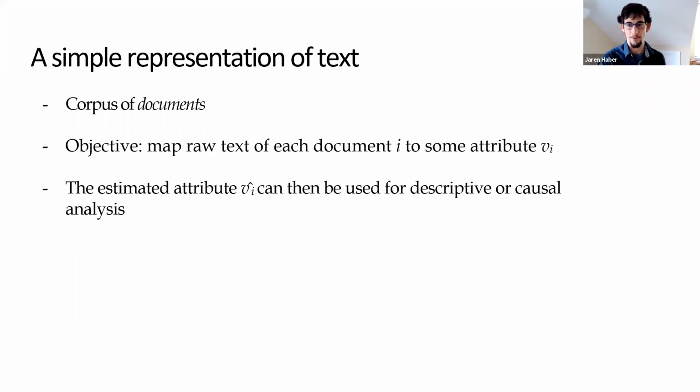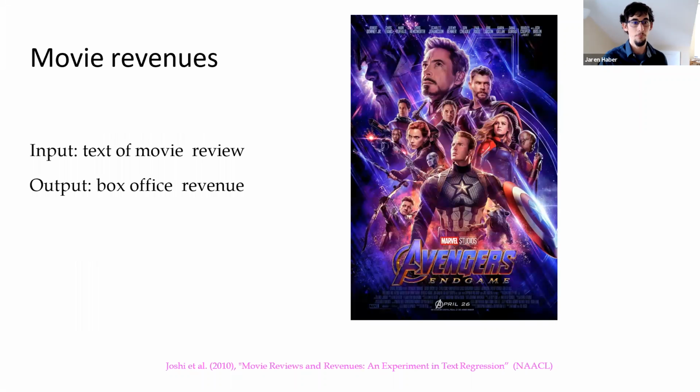So let me clarify that with a couple examples. Movie revenues. We can take in something like the text of a movie review, IMDb, Rotten Tomatoes, whatever. And those are often very colorful and useful.